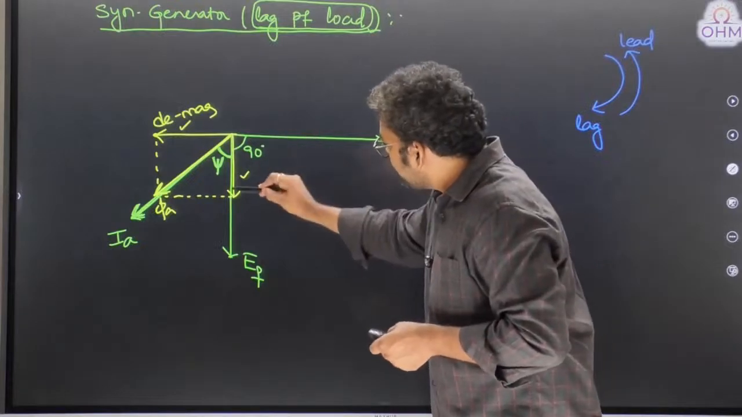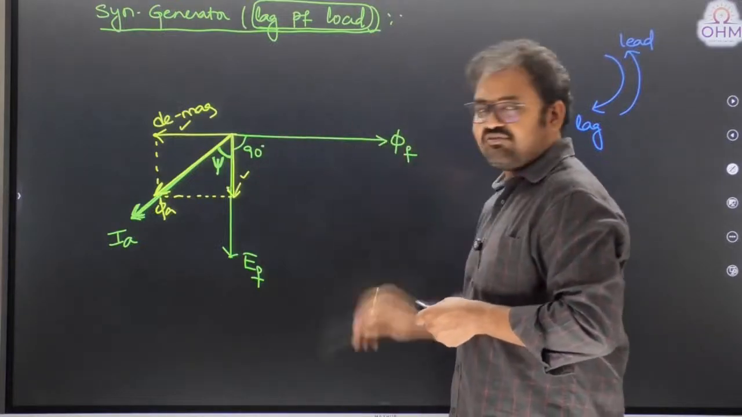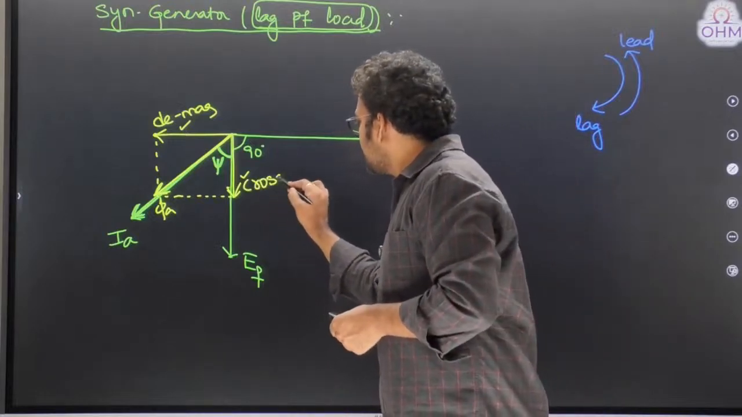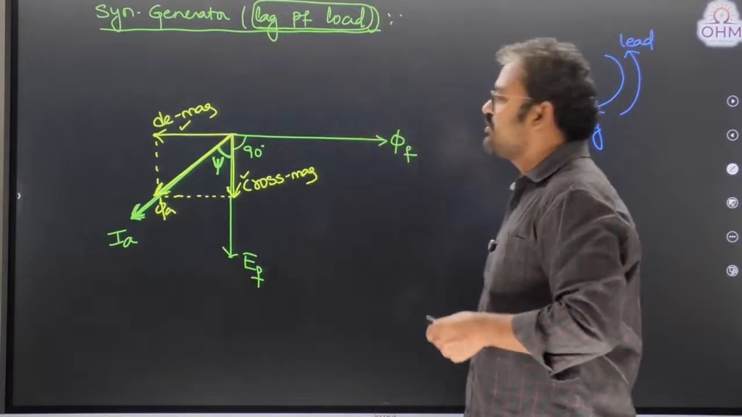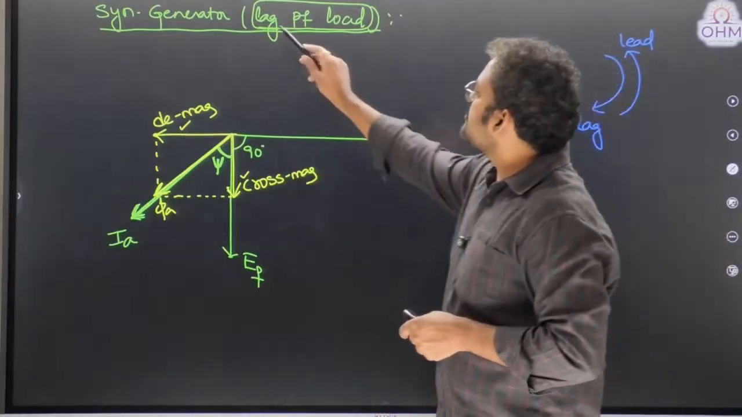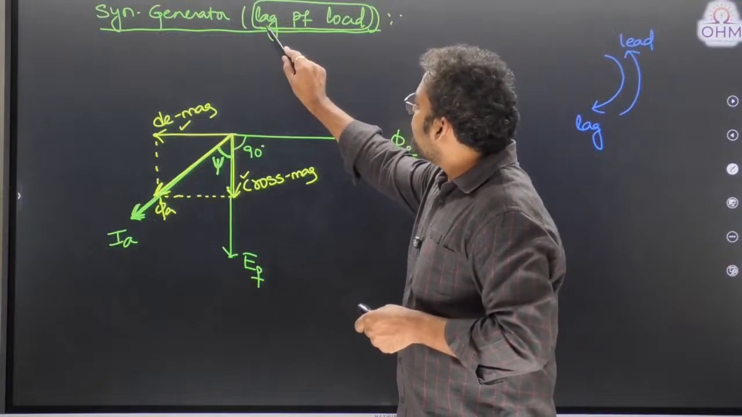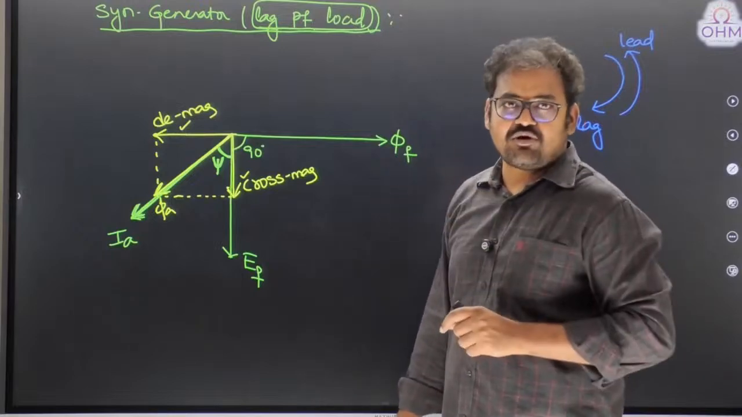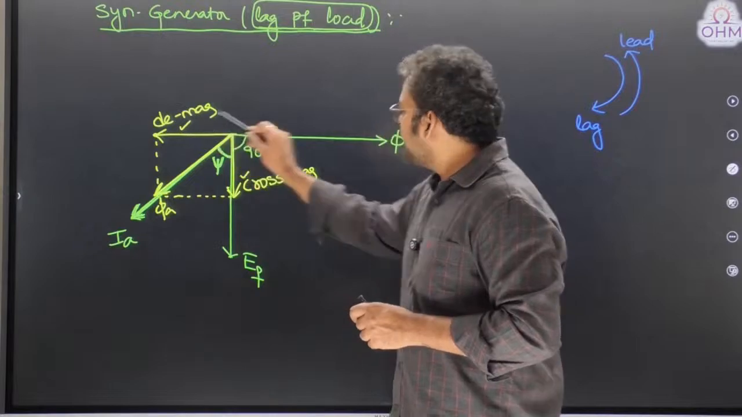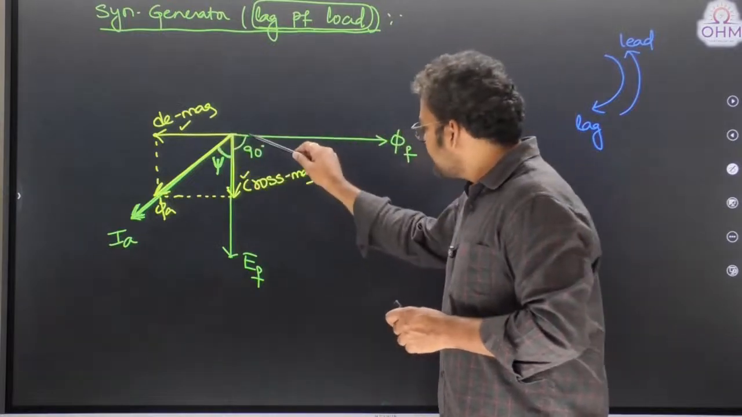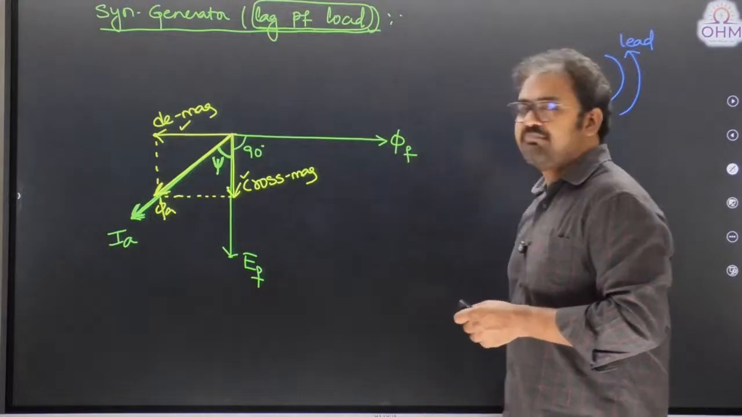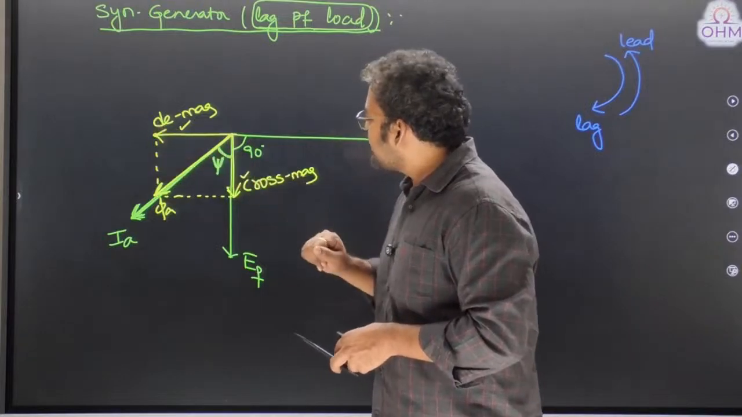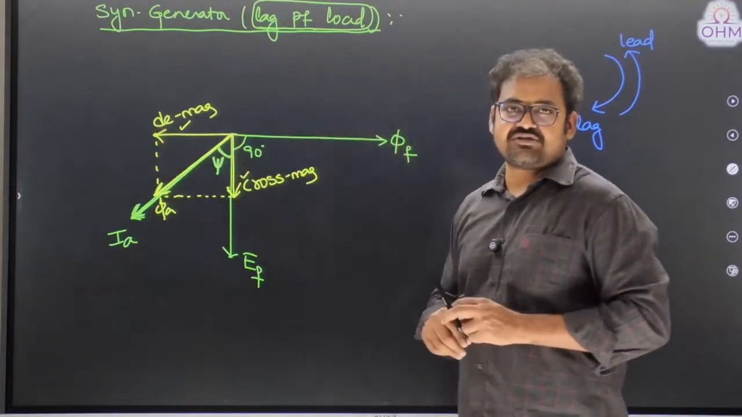And you look at this vertical component, which is perpendicular to the main field flux. The component which is perpendicular to main field flux, we call it the cross magnetizing armature flux component. Therefore, when a synchronous generator is feeding a finite lagging power factor load, it creates two types of armature flux components. One is completely demagnetizing the main field flux. Another one is completely cross magnetizing the main field flux. Therefore, I can say the armature flux has partial demagnetization and partial cross magnetization.